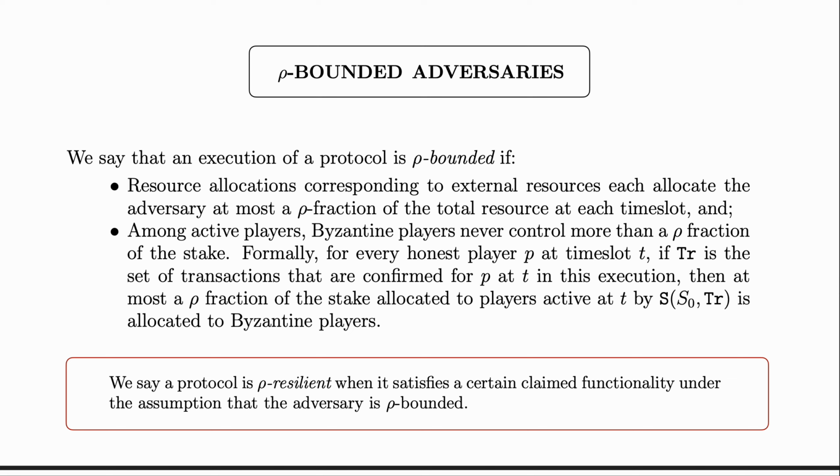We'll say the protocol is row-resilient when it satisfies a certain functionality under the assumption that the adversary is row-bounded. So in particular, if we're talking about blockchain protocols, when we say a protocol is row-resilient, we mean that it's live and consistent under the assumption that the adversary is row-bounded.